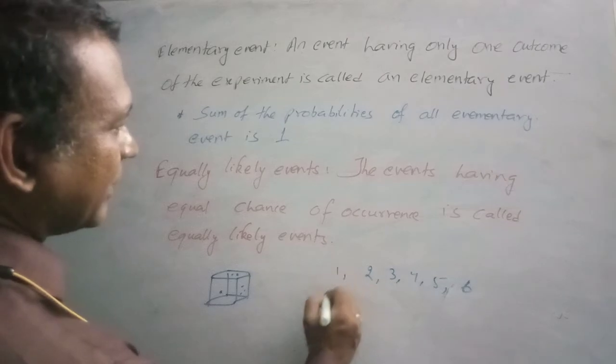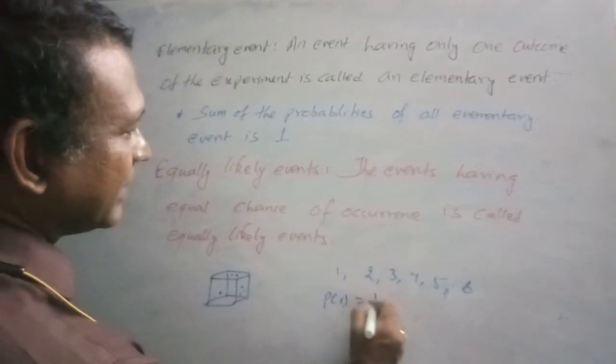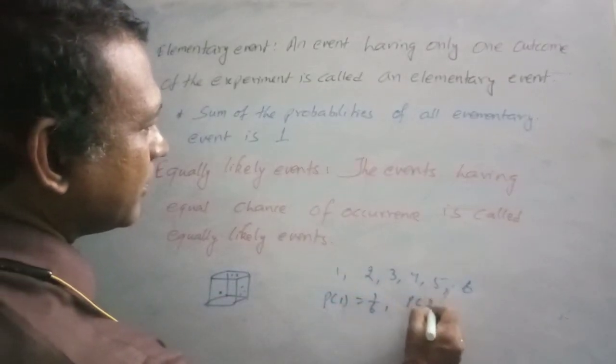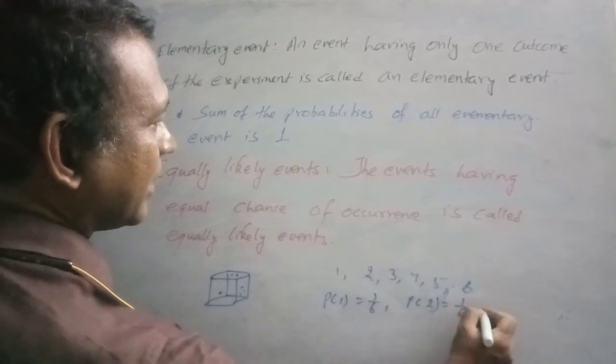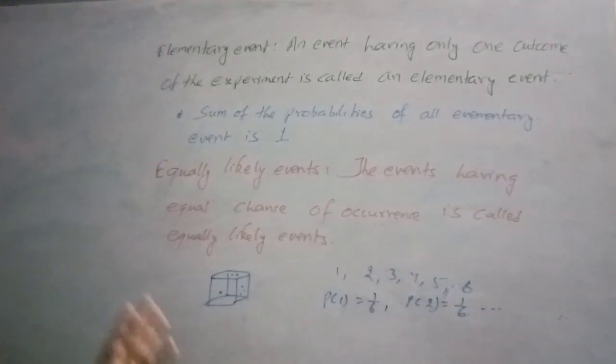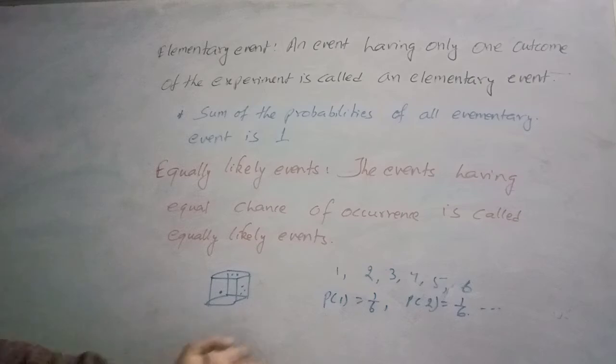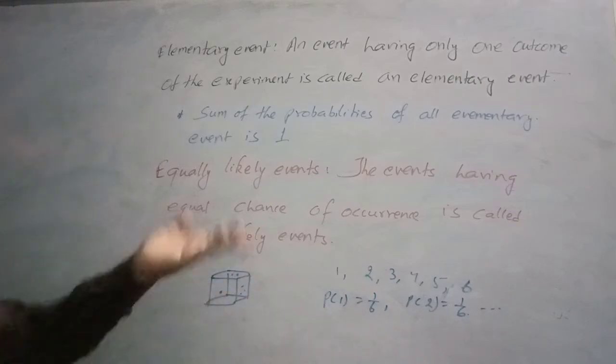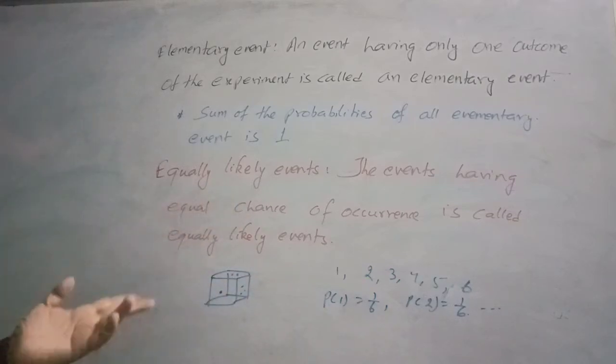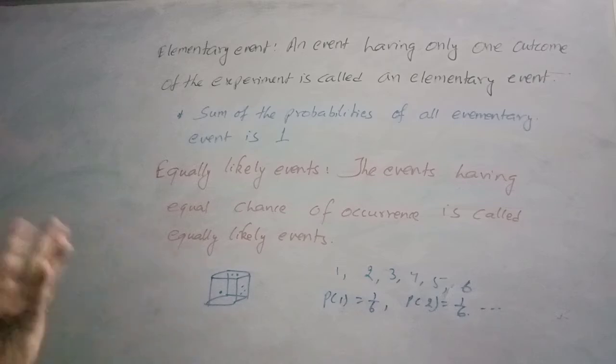The probability of getting 1 is 1 by 6. The probability of getting 2 is 1 by 6. So all the events which have equal chance of occurrence, equal probabilities, are called equally likely events. Looking at 1, 2, 3, 4, 5 individually, they are equally likely events.